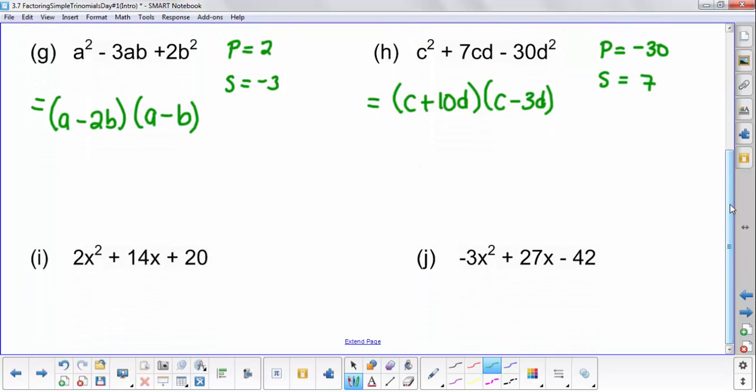Alright, now let's take a look at questions I and J. At first glance, they don't look like simple trinomials. Notice that the coefficient for our x squared term is not 1. So our first job is to think, can we common factor? So whenever you're tackling any kind of factoring question, you always want to common factor.